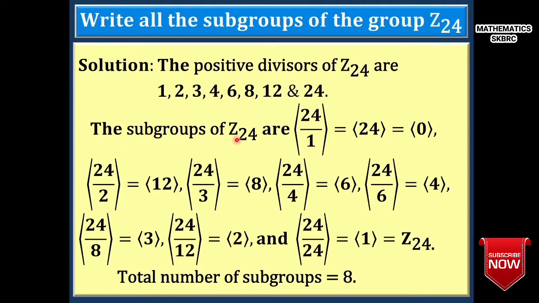The subgroups of Z24 are: <24/1> is <24>. <24> is equal to <0>, since we get the remainder 0 when 24 divides 24, and Z24 is a group with respect to addition modulo 24. This is the trivial subgroup of Z24. <24/2> is <12>. <12> is also a subgroup of Z24. <12> means the set of all multiples of 12 forms a subgroup of Z24.